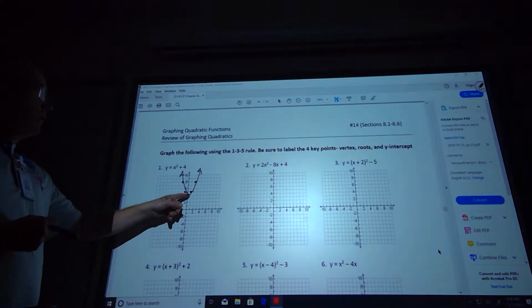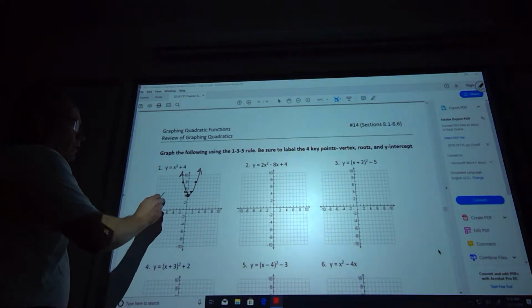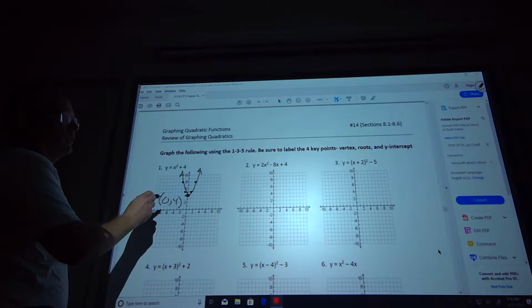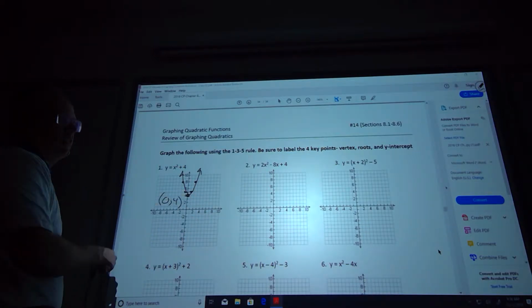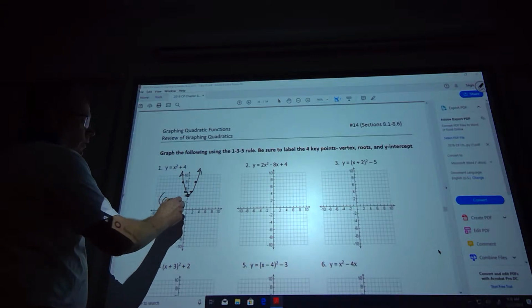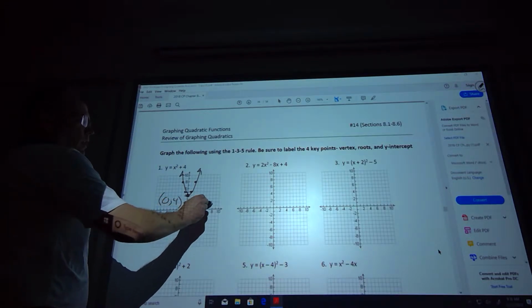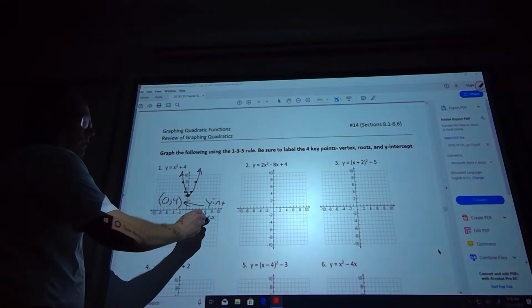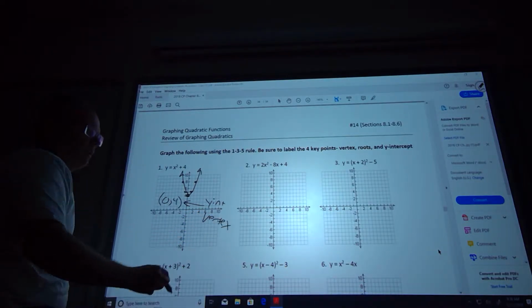So the vertex is 0, 4. We don't have any roots because it doesn't cross the x-axis, and it looks like the y-intercept is also 0, 4. So that's the y-intercept and your vertex both. It just happens to happen right there.